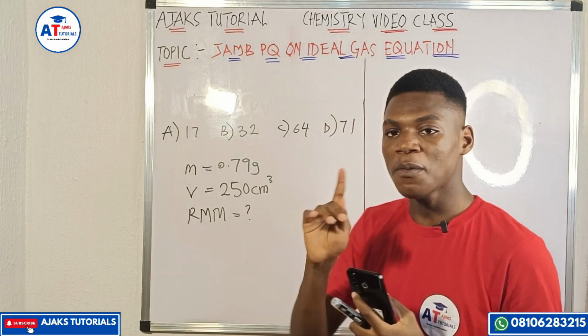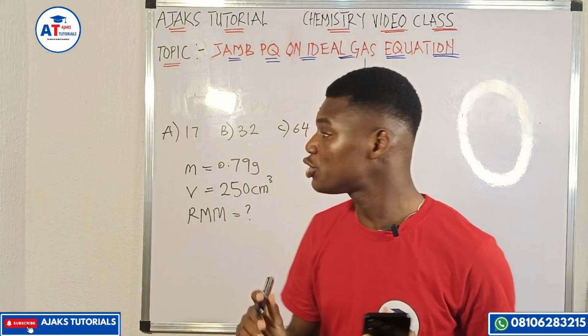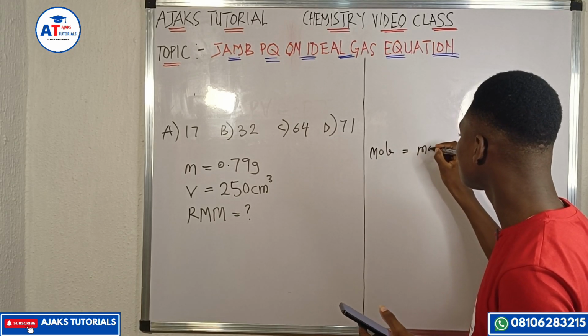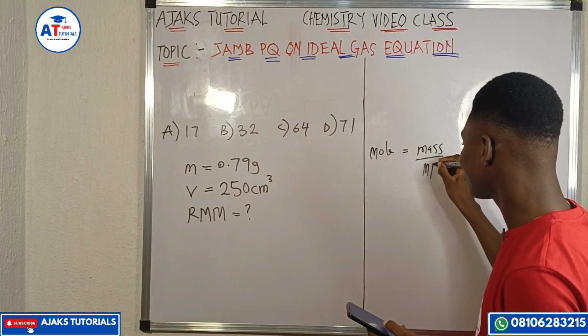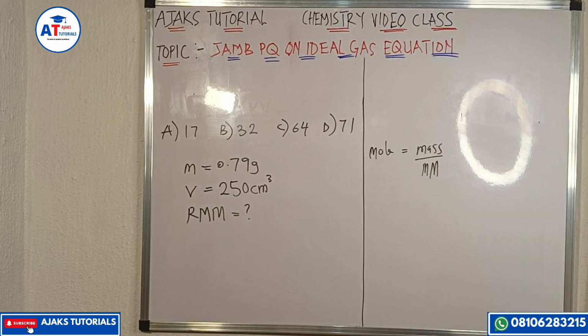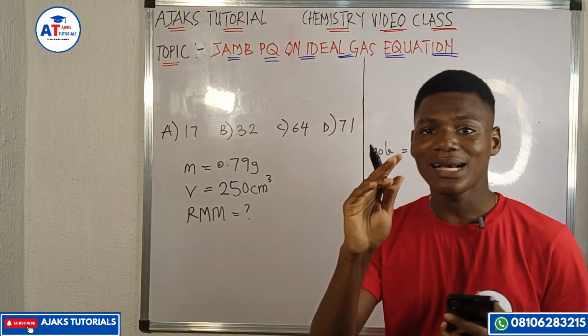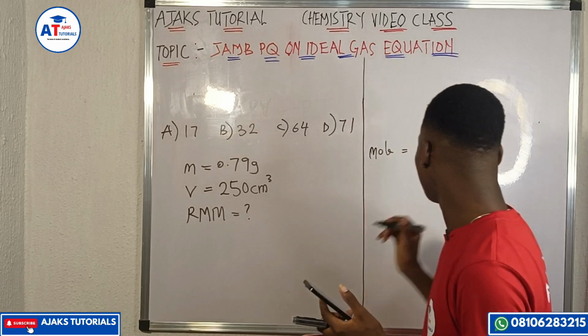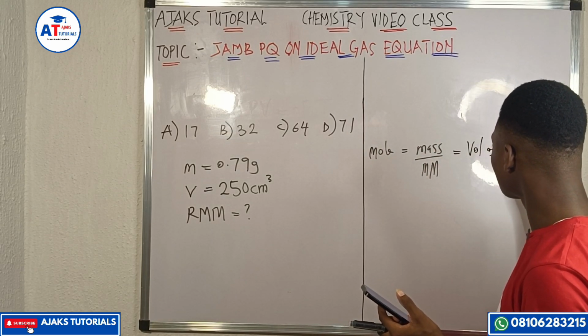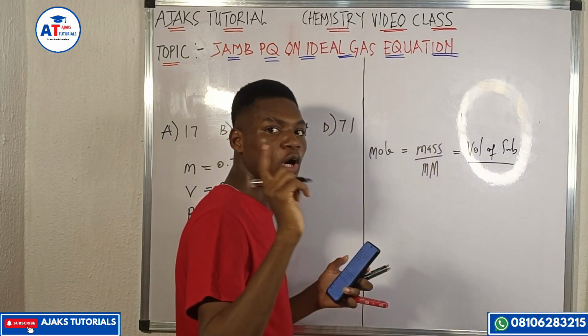Firstly, there's a formula that you should know as a chemistry student, and the formula is mole is equal to mass over molar mass. All right, hold on, let me change the marker. All right, mole is what? Mass over molar mass. Are we getting me? And this mole is still equal to what? Volume of a substance over volume at STP.